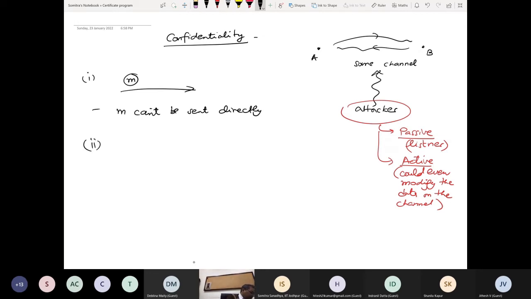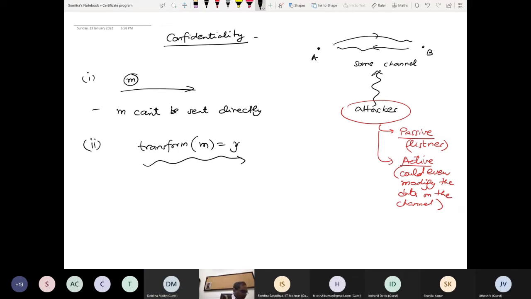Now the second point is, let's think of some kind of a function called transform. I give it an input M and I get an output which is the transformed value of M. And this is what we send. So now what is going on this channel is this transformed value, and maybe we can call it Y. So this Y is going on this line.